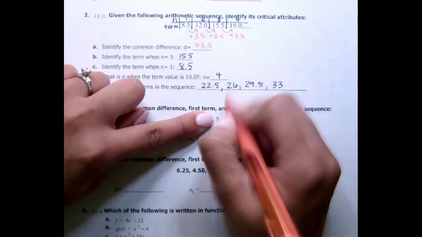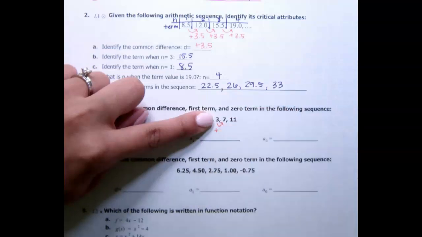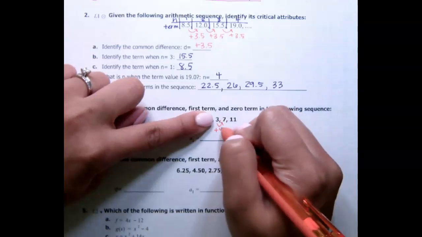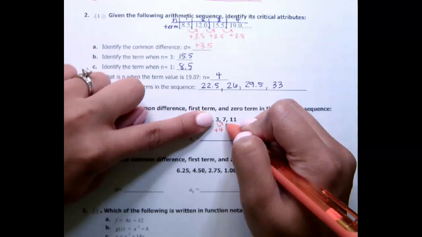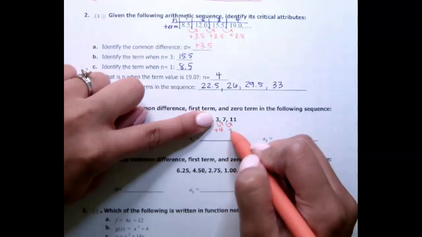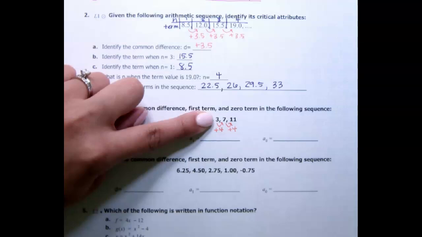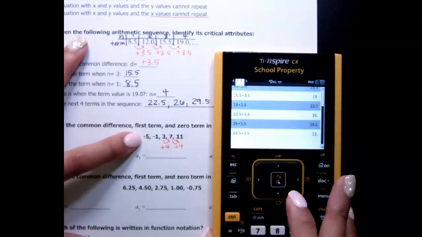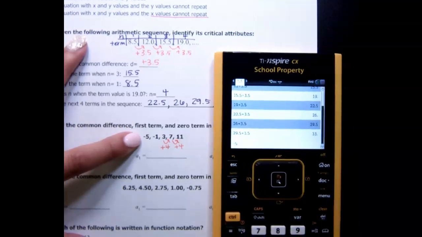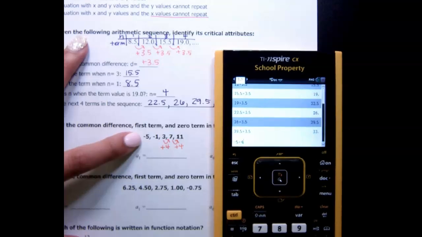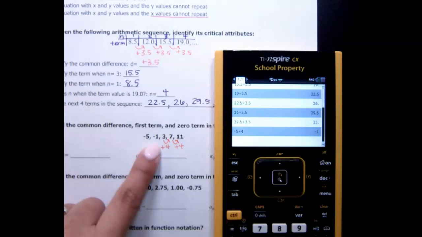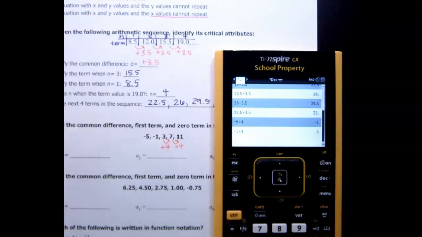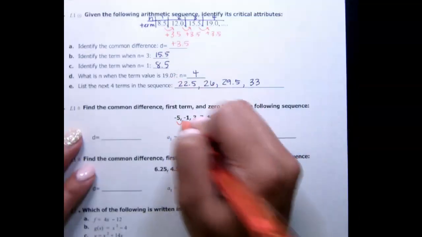Well, I know that to get from 3 to 7, I have to add. And this one's a little bit easier than the other one because it had decimals. Well, 3 plus 4 is 7. And then I can check it here. 7 plus 4 is 11. Well, it works for those, so now I go back and check it here. Double check in your calculator, even if you think you know what it is, because some of you are making small mistakes because you're not checking in your calculator. Negative 5 plus 4 is a negative 1. Negative 1 plus 4 is 3. I know the positives work, so I'm only checking my negatives.